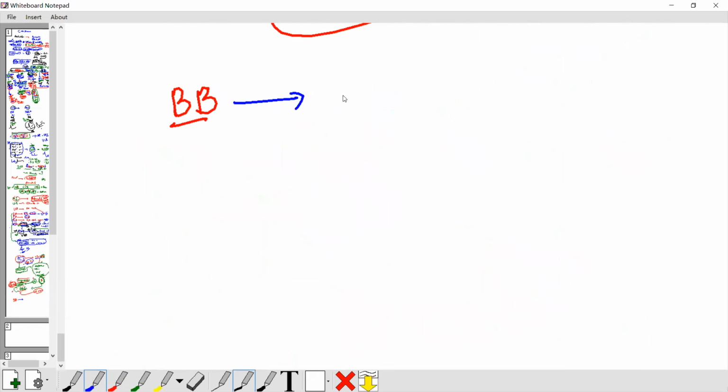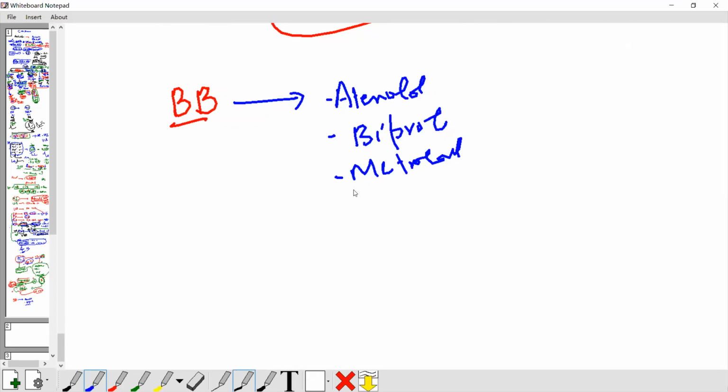What are the selective beta blockers? Atenolol, bisoprolol, metoprolol. Must go for selective, okay? Bisoprolol, atenolol, metoprolol. Understand? These are all selective for beta 1.